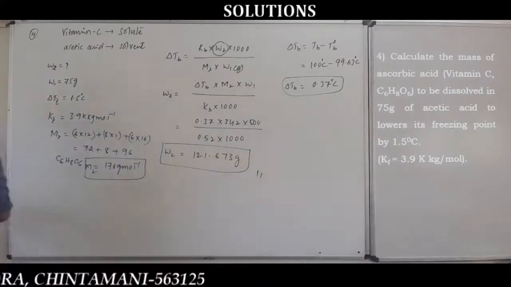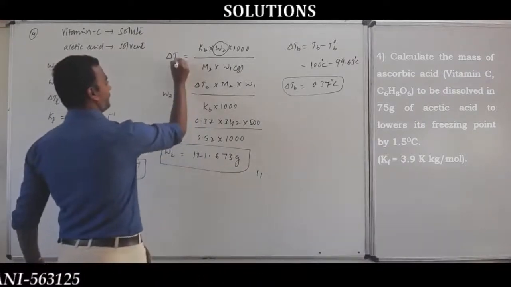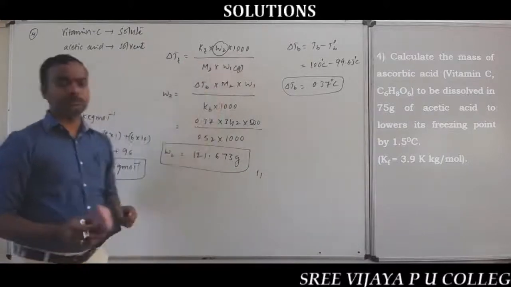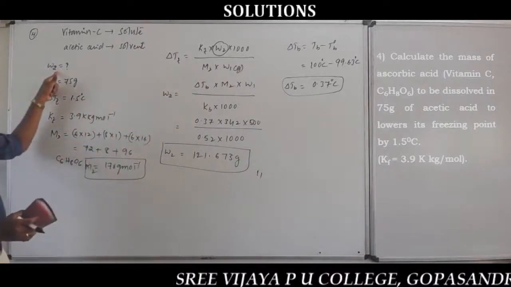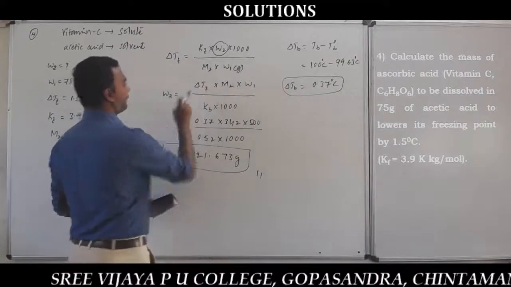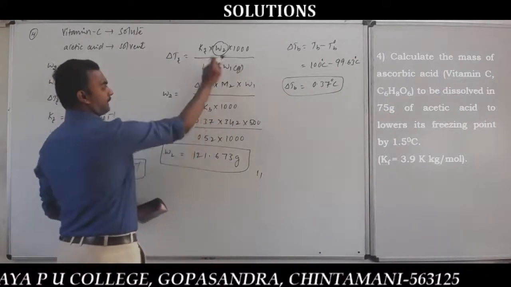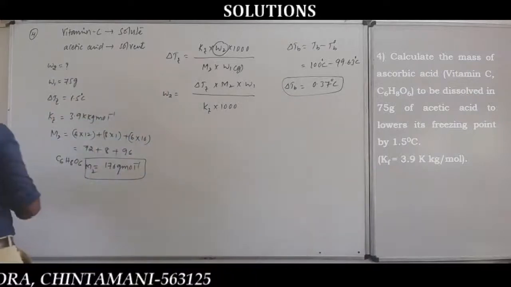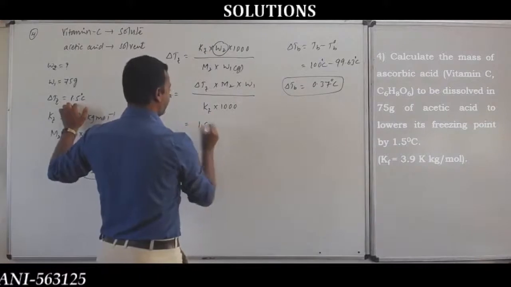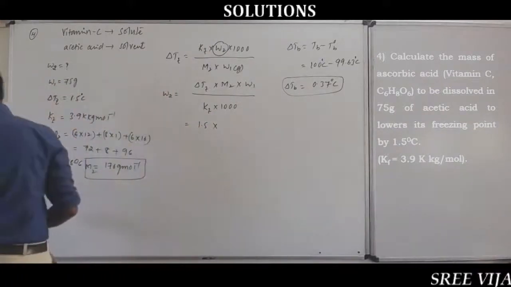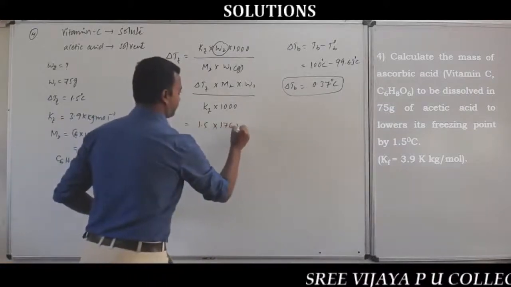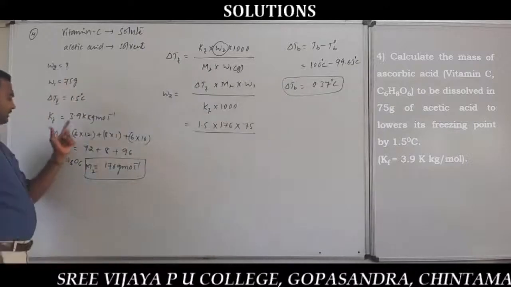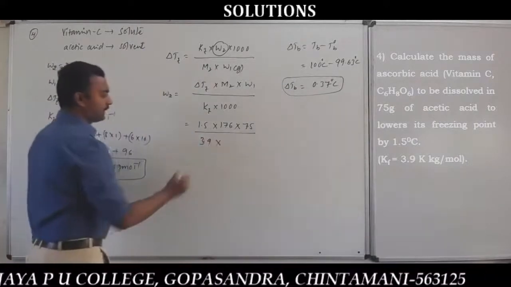Now, what is the formula for depression of freezing point? Very simple: delta Tf is equal to Kf into W2 into 1000 divided by M2 into W1, in grams. Our intention is to calculate the mass of solute here. Therefore, W2 is equal to delta Tf into M2 into W1, divided by Kf into 1000. Now substitute the values here. Delta Tf is 1.5 degrees Celsius, into molar mass of solute, 176 gram per mole, into W1, the mass of the solvent, that is 75, divided by Kf, the molar depression constant, 3.9 Kelvin kg per mole, into 1000.